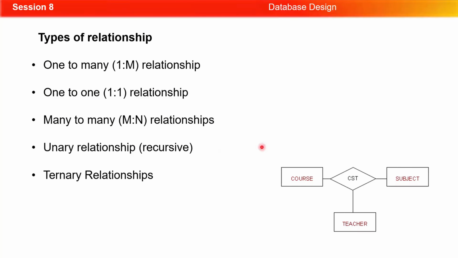And a ternary relationship is when there are three entities involved. And we see that a lot, and a good example is schools. So we could have courses, and teachers can teach many courses, and courses can have many teachers. And the subject of these courses, a course can have many subjects, and teachers can teach many subjects.